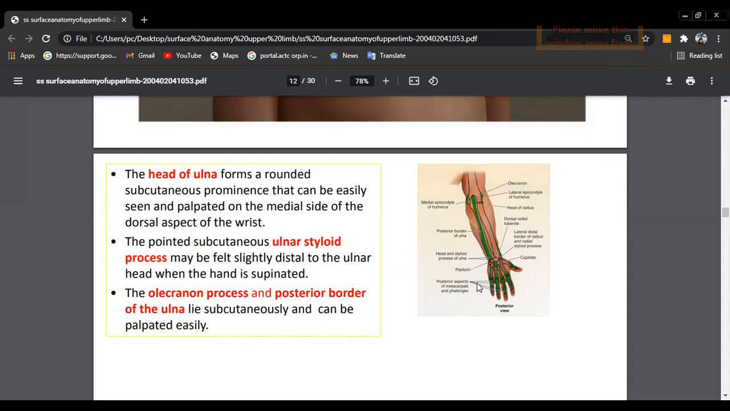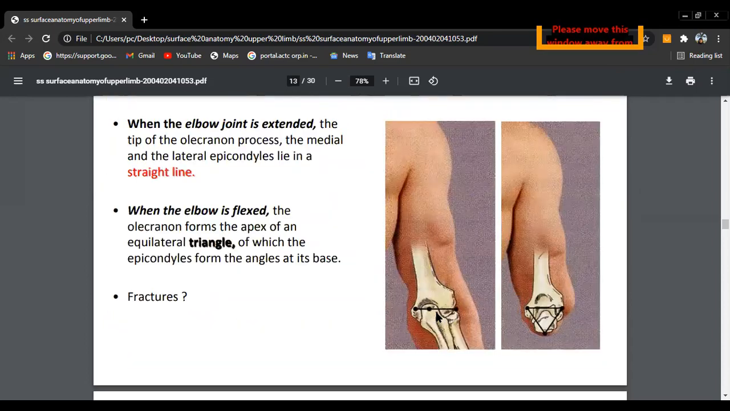Now if you trace from the olecranon process, you would be able to see it from behind. The olecranon process and the posterior border of the ulna lie subcutaneously and can be palpated very easily. Try to palpate. You are all teenagers and of thin build, so it's very easy to palpate on your own body also.